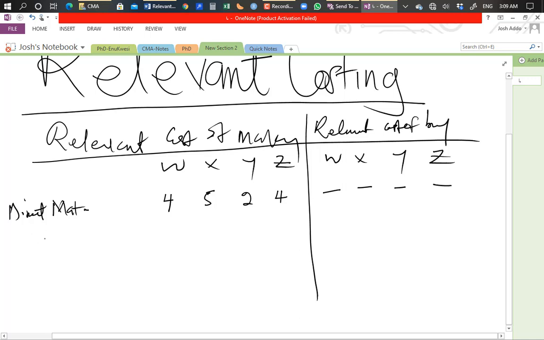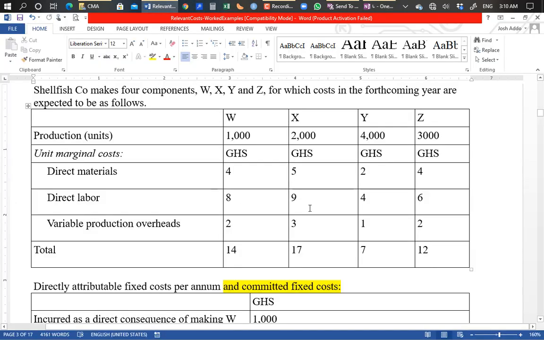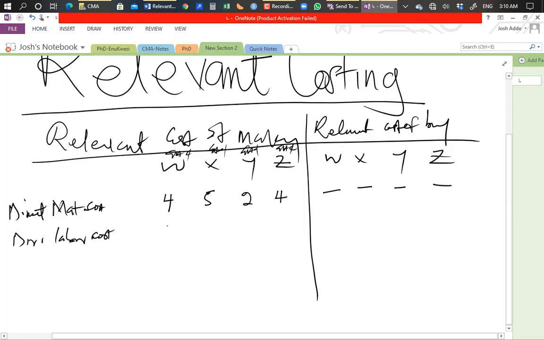Direct labor. Direct labor costs. Let me add the costs. These are our costs in Ghana cedis. So you can put the Ghana cedis on top here. Direct labor cost per unit in the question is 8, 9, 4, 6 respectively for W, X, Y, and Z. So we do that. W is 8, 9, 4, and 6 cedis per unit. When we buy, it is the manufacturer's business to pay his workers. That is none of our business. When we buy, we are not going to pay this direct labor cost. So it will be dash, dash, dash, dash.